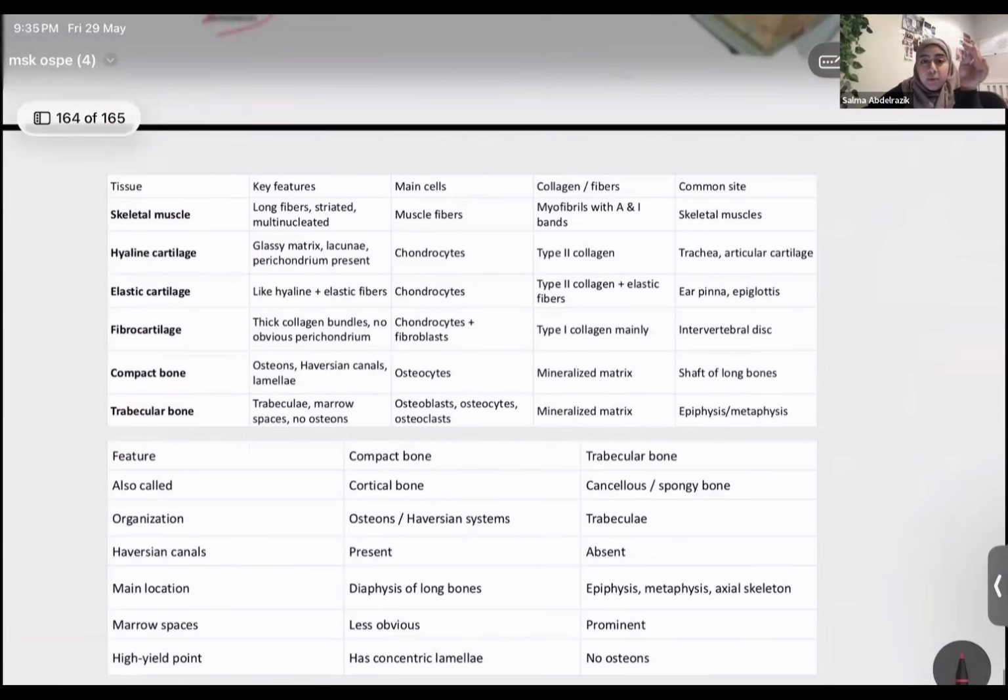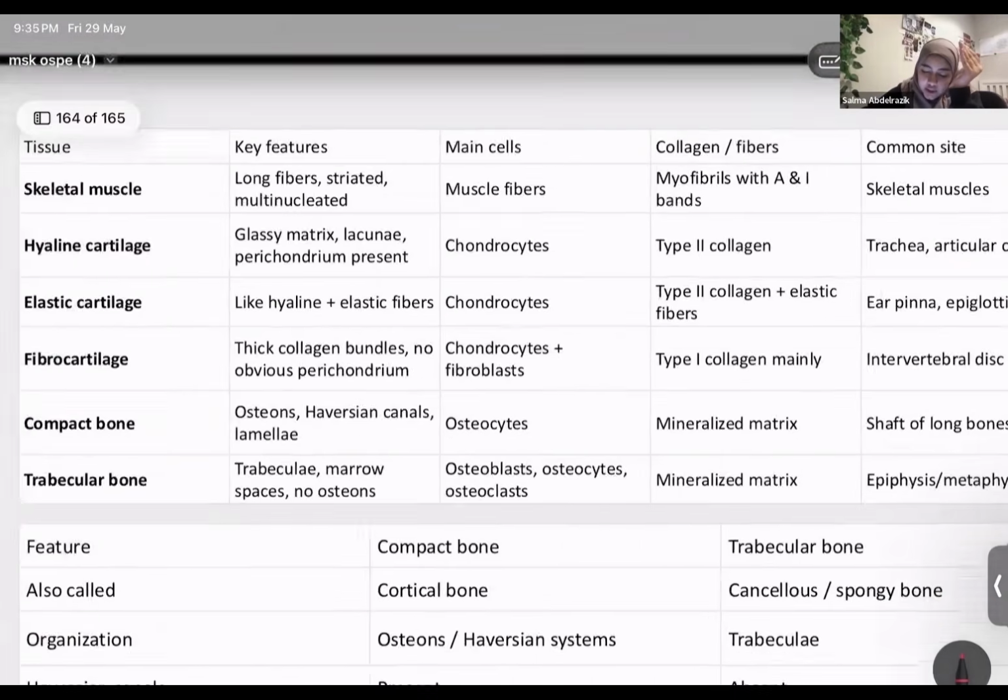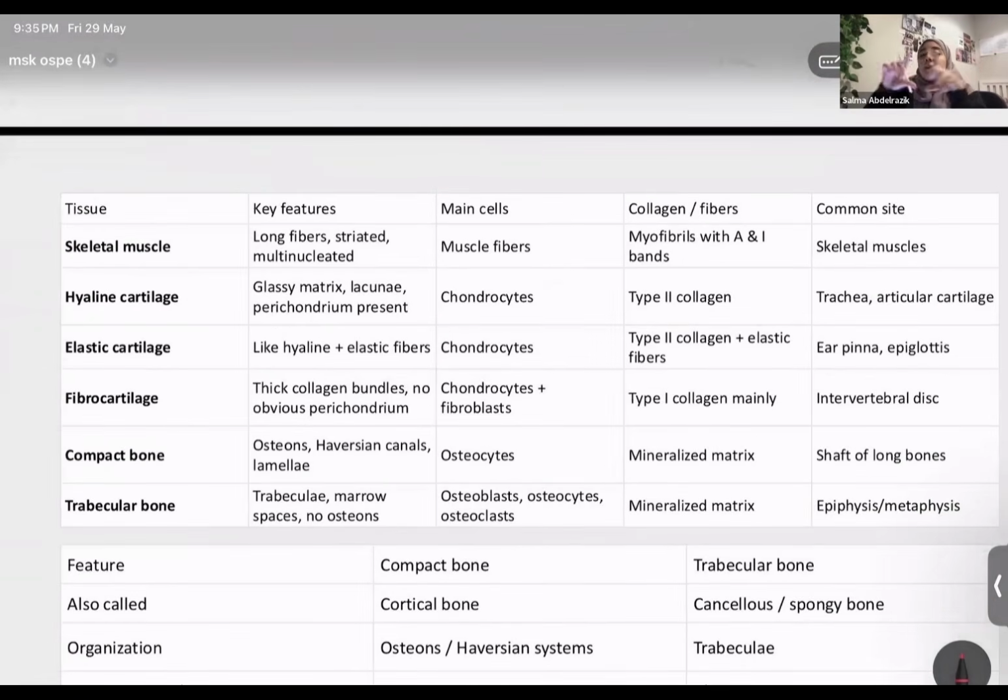And I put you these tables, which summarize something important about each thing. So you just need to recognize the slide. When you recognize the slide, remember these tables because they tell you what's important about it, what fibers it has, a common site it's found, and so on. So skeletal, for example, is striated, multinuclear. Hyaline, perichondrium is present. This is hyaline but elastic.